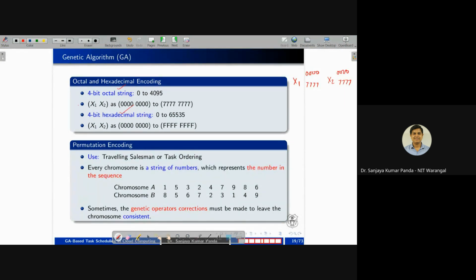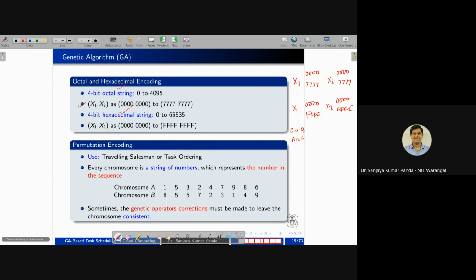Okay, so this is the encoding. But if you go for hexadecimal, x1 can be represented as 400 to 4f, because in the hexadecimal number system we have 0 to 9 and a to f. Similarly, for x2 we have 400 to 4f. So it is not necessary; mostly we follow binary encoding, but you can go for octal encoding as well as hexadecimal encoding.